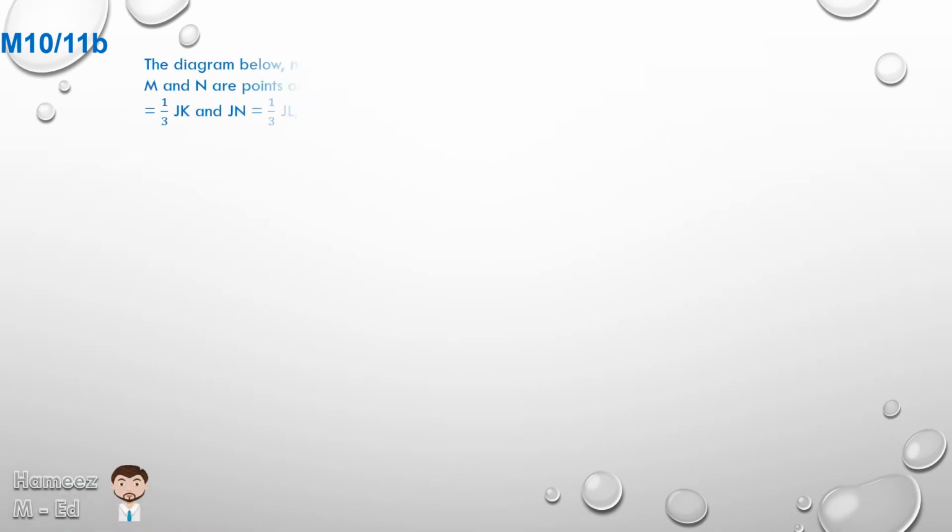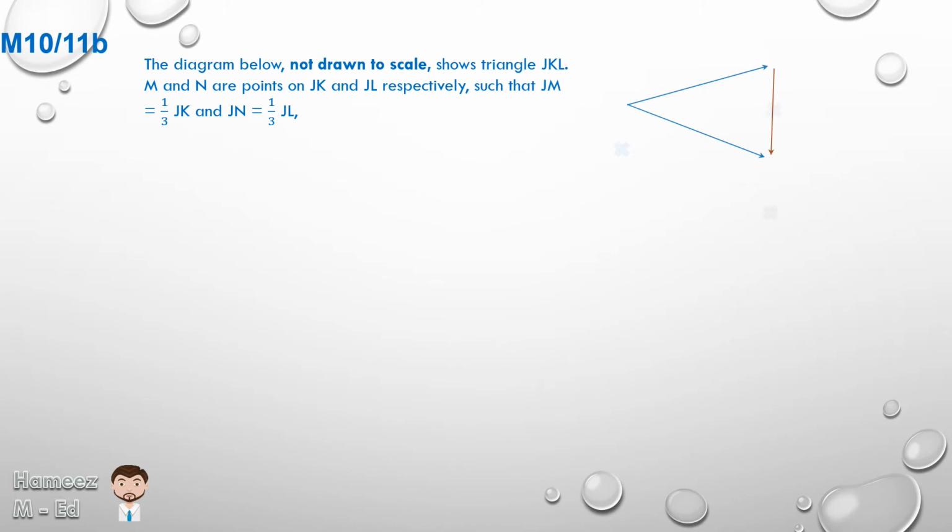May 2010, number 11b. The diagram below, not drawn to scale, shows triangle JKL. So we have a triangle with its vertices labeled as such. M and N are points on JK and JL respectively, such that JM is equal to 1/3 JK. So that means M lies on that JK, that top line, but it's closer to J than to K. And JN is equal to 1/3 JL. So N lies on JL, but it's closer to J than to L.